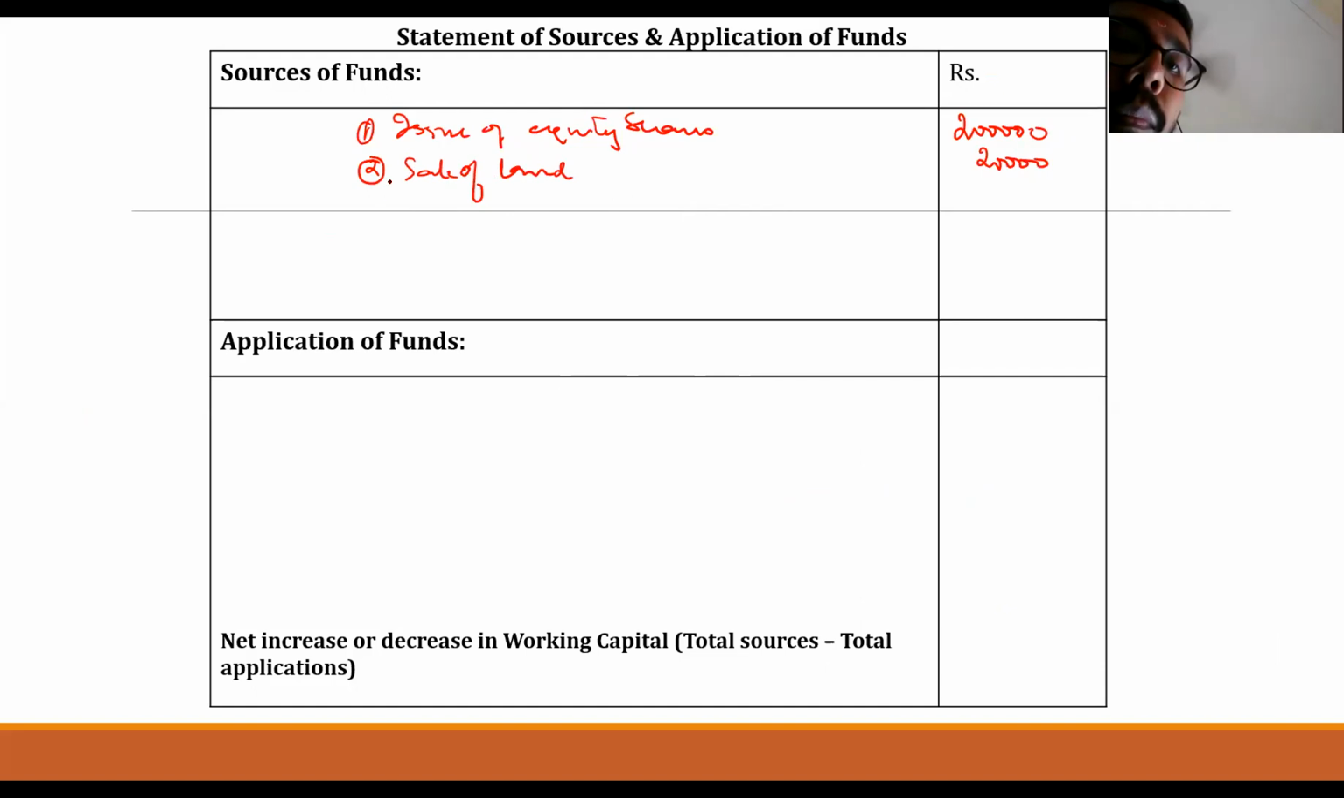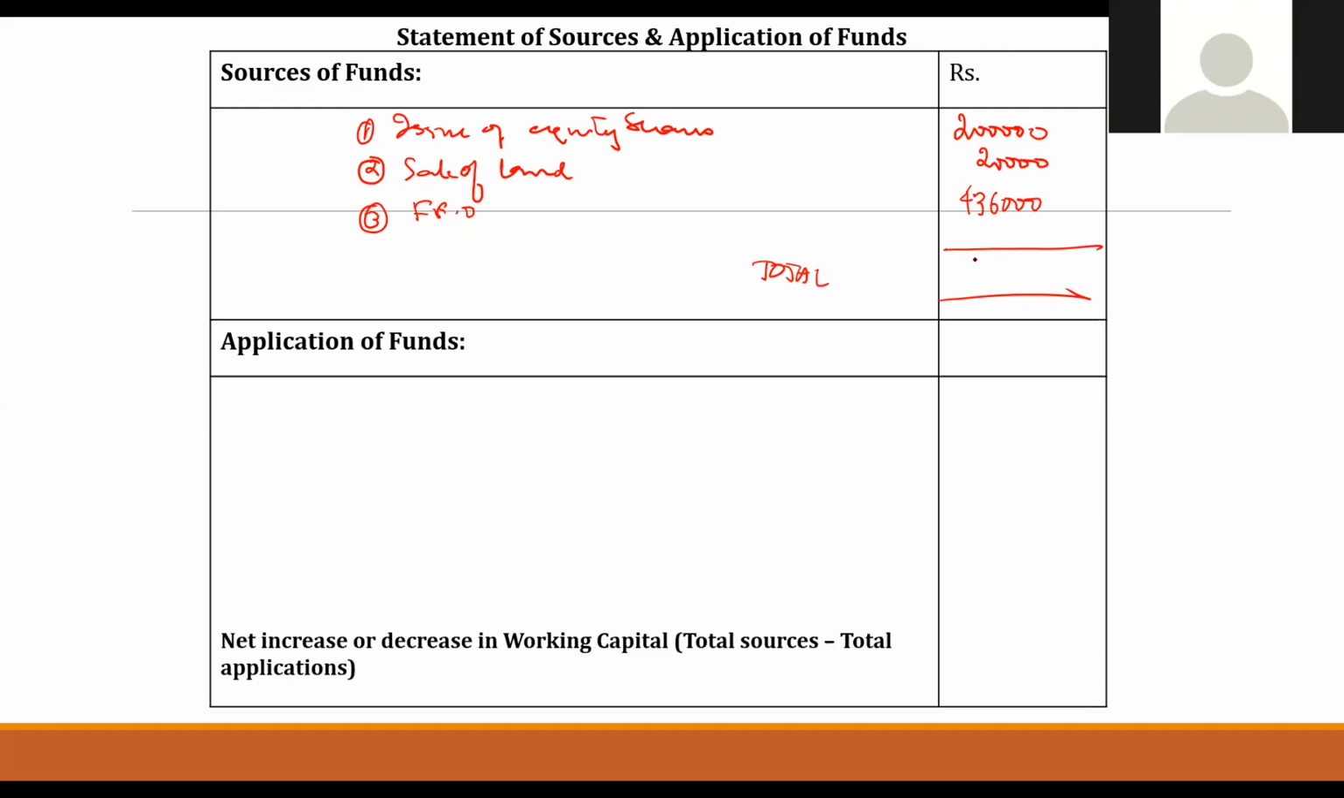Fund from operations. What is the amount? 4,36,000. Any other items? No, sir. Total 6,56,000.